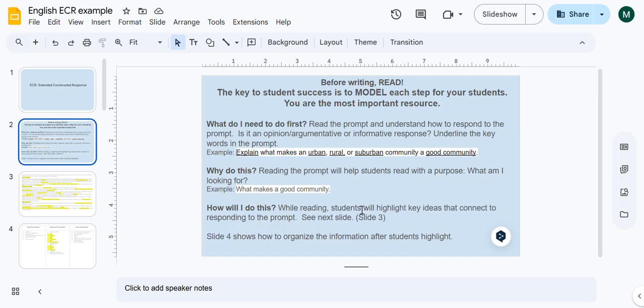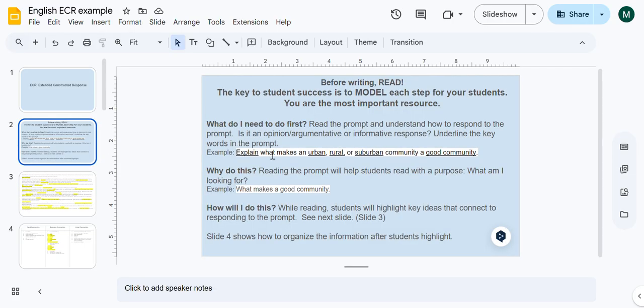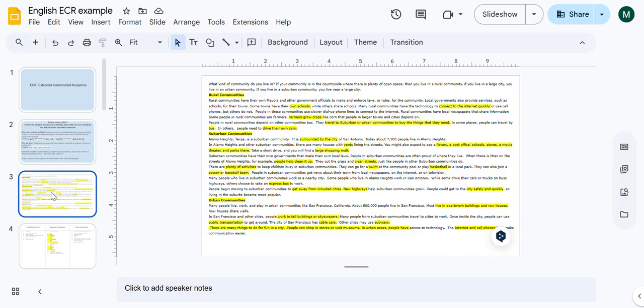While reading, students will highlight key ideas that connect to responding to the prompt. So slide 3 is going to show you an example of how we did it. Slide 4 shows how to organize the information after students highlight. So I'm going to go here. This was the text that they had to read and respond to, and the prompt was, explain what makes an urban, rural, or suburban community a good community. So now they know that they have to highlight what makes a good community.